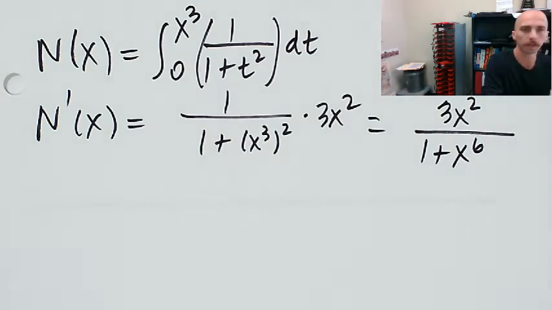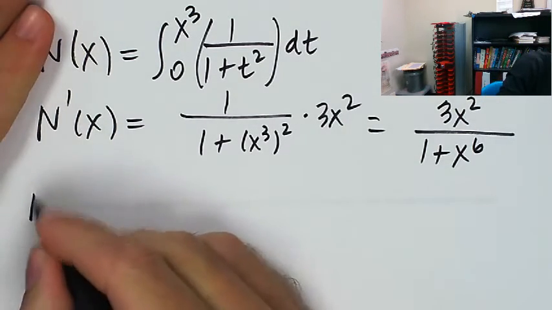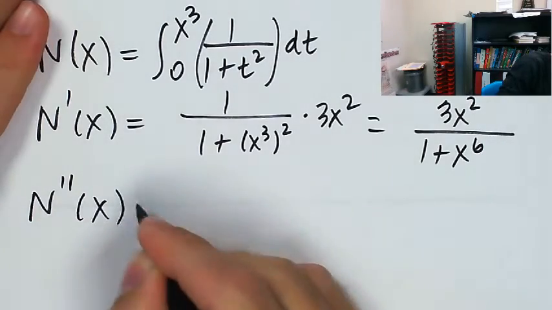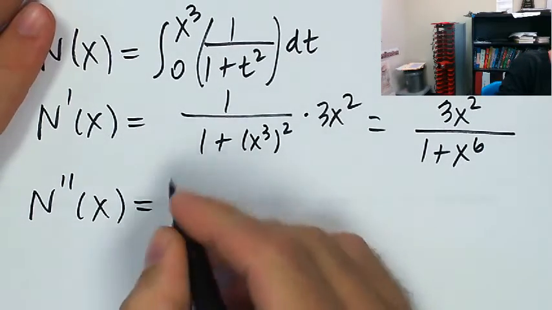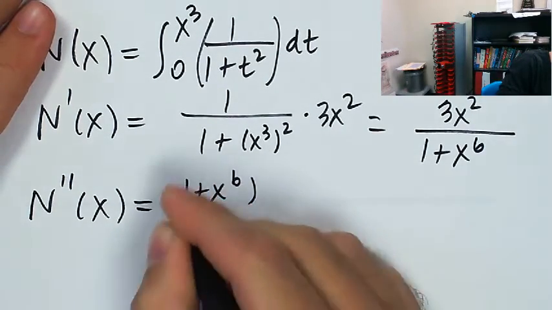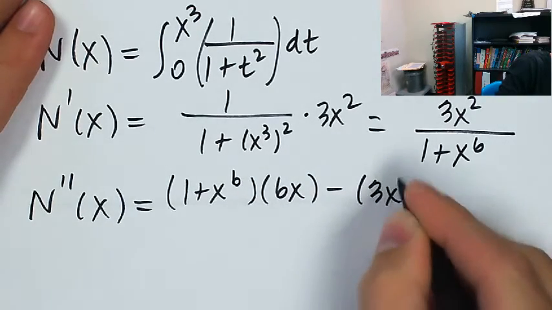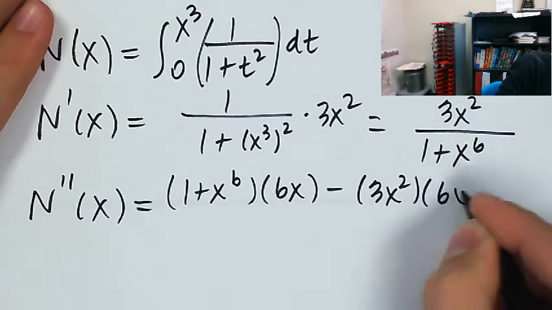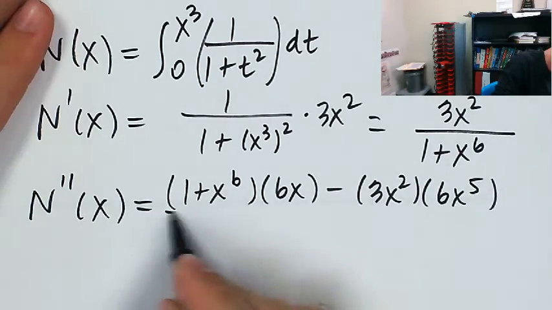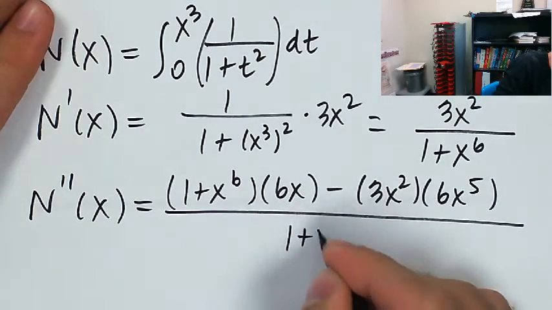Okay, I felt like this set of drill problems had it all, but it didn't have the quotient rule. But now it does. Okay, so I've got n double prime equaling bottom times derivative of top minus top times derivative of the bottom, divided by the bottom squared.